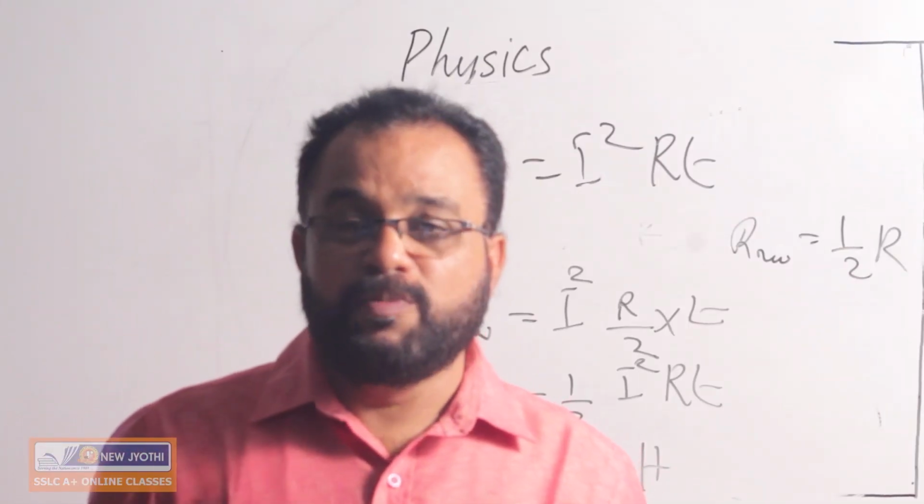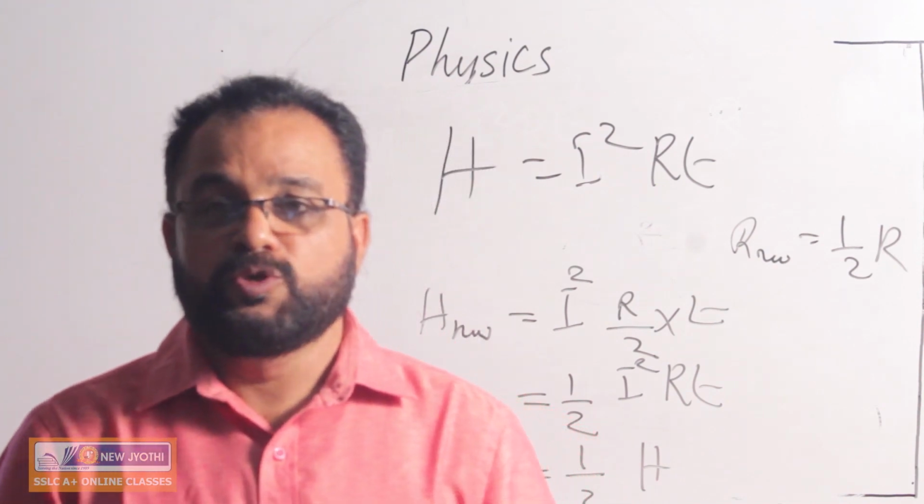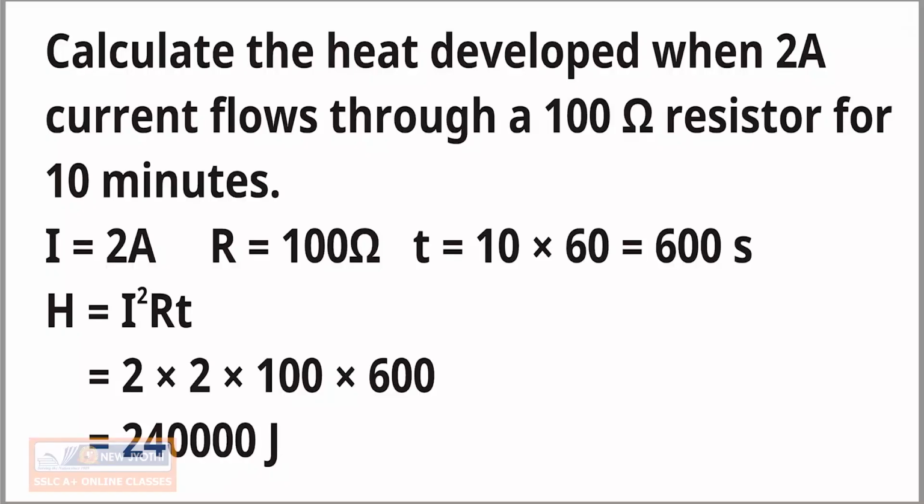Let us solve some problems using this Joule's law, Joule's equations. Calculate the heat developed when 2 ampere current flows through a 100 ohm resistor for 10 minutes. Here I is given as 2 ampere, R is equal to 100 ohm, and time is given in minutes, so we have to convert into seconds. That is, T is equal to 10 into 60, which is equal to 600 seconds.